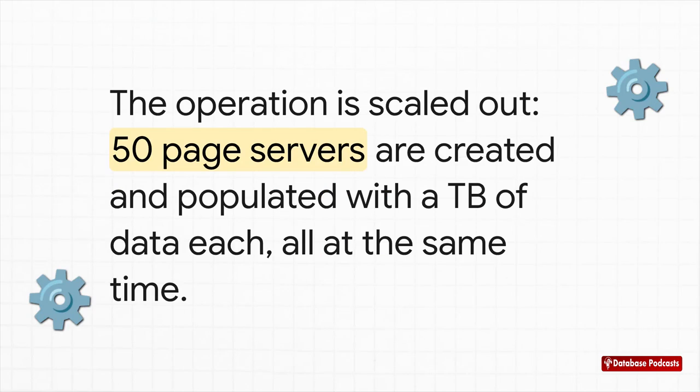So how is that even possible? Well, it all goes back to those page servers. The restore is massively parallelized. Instead of one big machine struggling to restore 50 terabytes of data, the system just spins up 50 page servers. Each one grabs its little 1 terabyte slice from snapshots and remote storage and restores it at the same time. It's an absolutely beautiful example of a scale-out architecture doing what it does best.